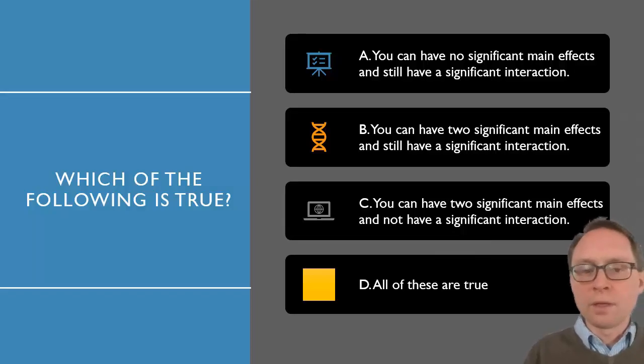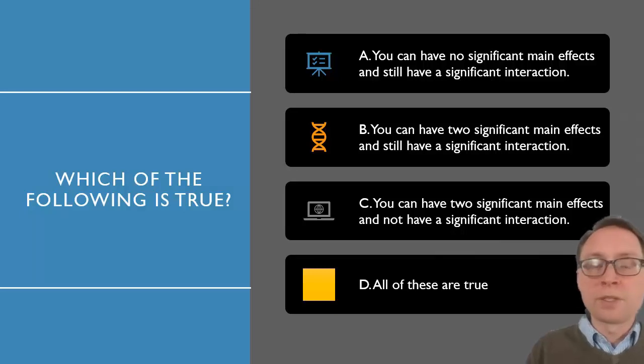Which of the following is true? So all of these are true. Remember, the analysis of variance is going to give you each one of these, each of the main effects and the interaction, as long as you tell it to, right? And all of these are true. That means that there could be a combination of things that are significant and things that are not significant, depending on what's going on. So here's what we're going to do.